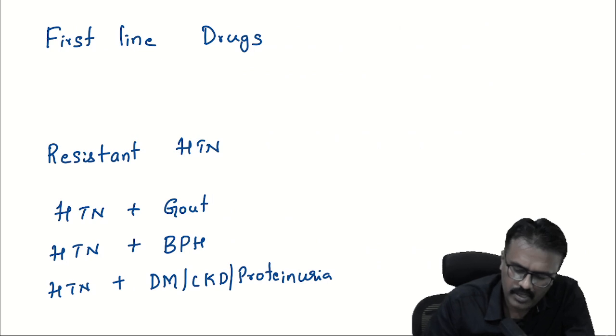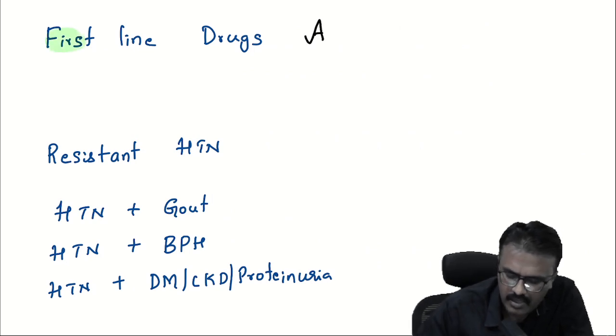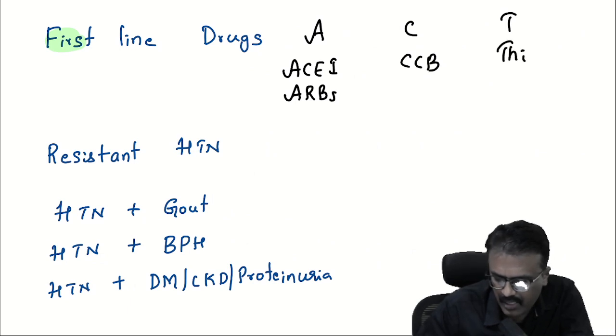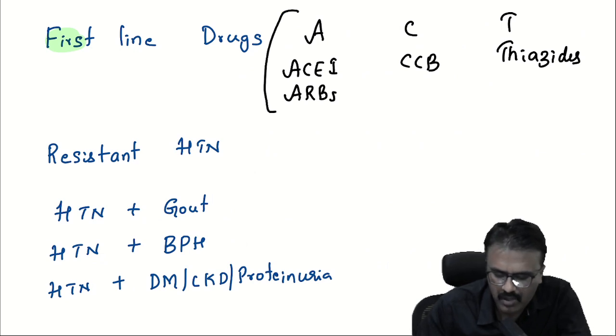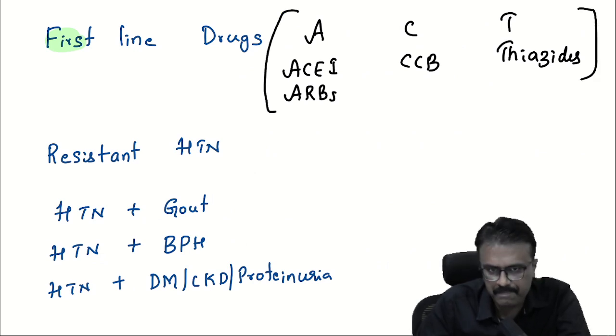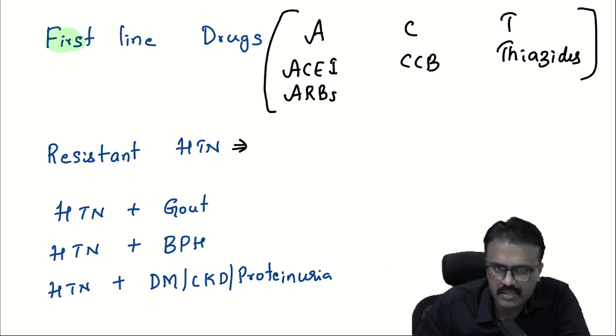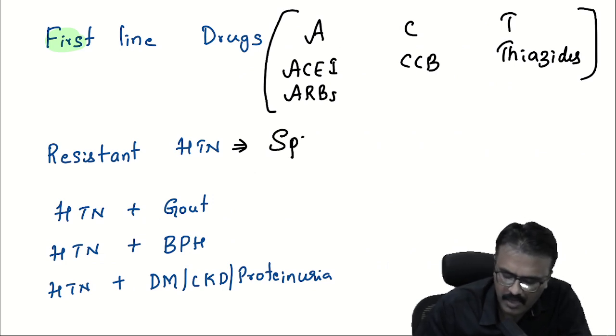So what should I know here? What are the first line drugs for hypertension? They are ACT. What is ACT for? A for ACE inhibitors or ARBs, C for CCB, T for thiazides. Correct? So any patient coming to the hospital, we give any of these three. Suppose the patient, after giving these three drugs, is still resistant to hypertension, we give spironolactone.